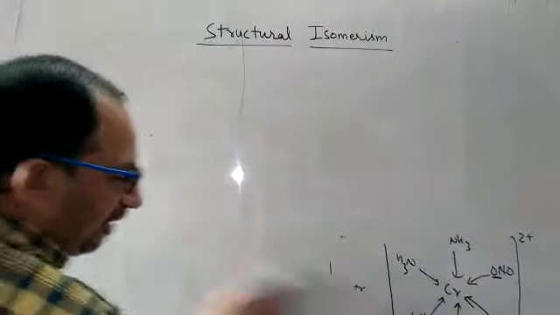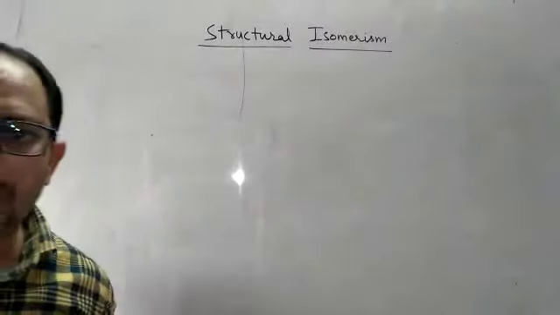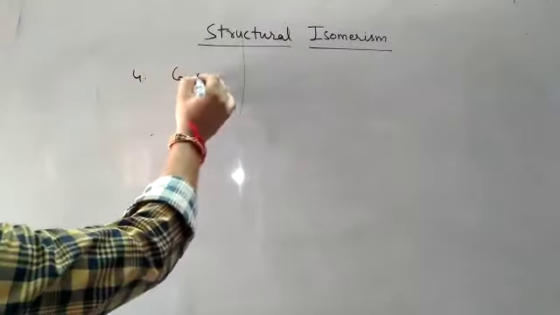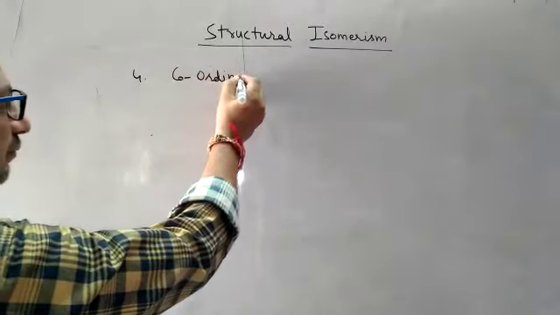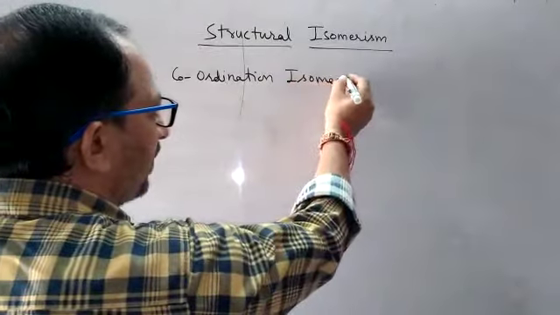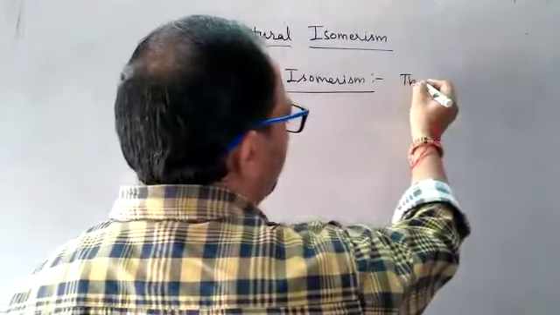And now the last type, that is coordination isomerism. I think you will understand it by the example. These are simple examples, and the answer is within the name. And the last one is coordination isomerism.